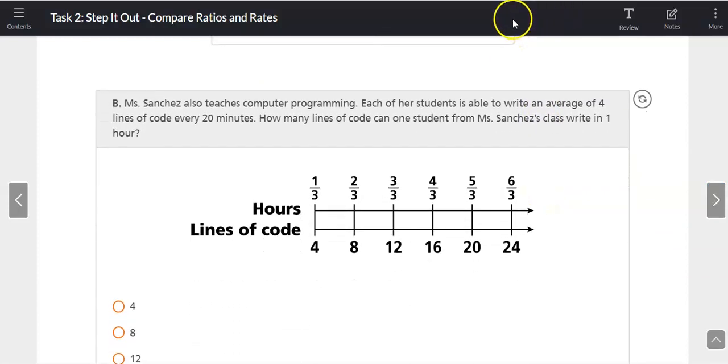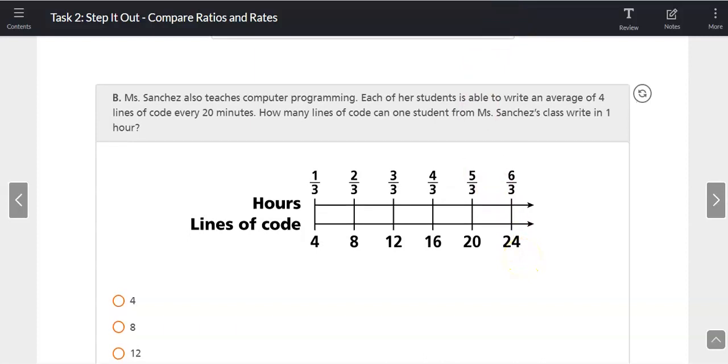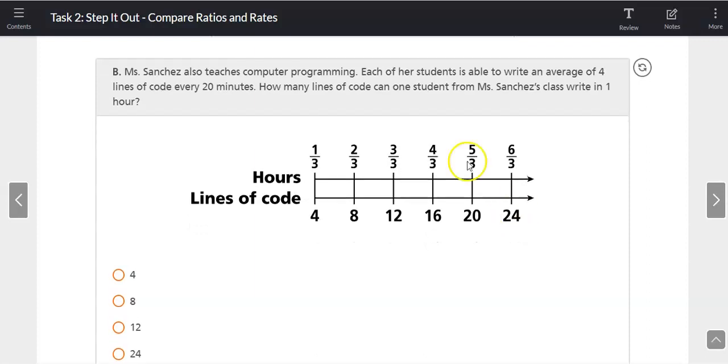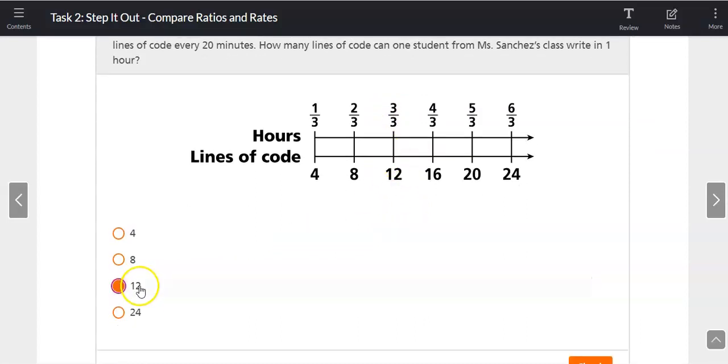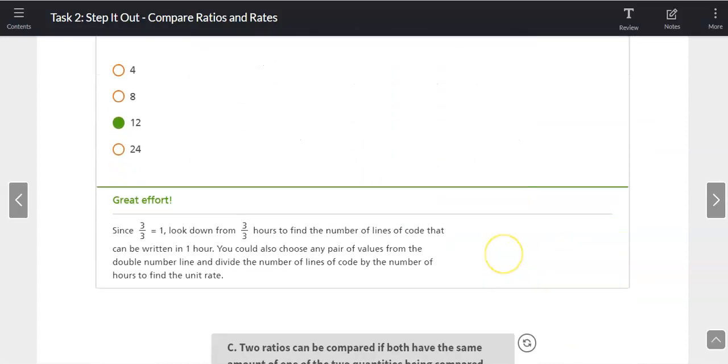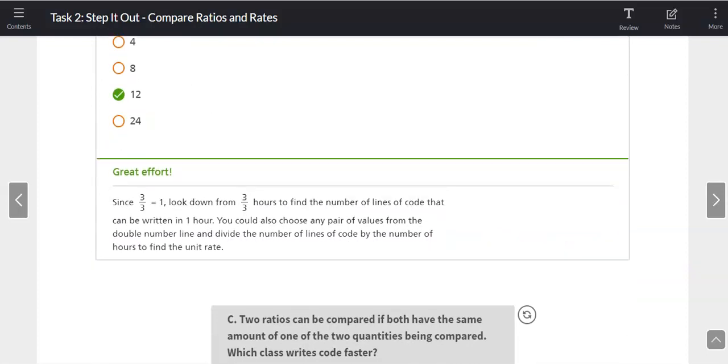Okay, Mrs. Sanchez also teaches computer programming. Each of her students is able to write an average of 4 lines of code every 20 minutes. How many lines of code can one student from Mrs. Sanchez's class write in 1 hour? I know the hours are written as fractions, but remember when the numerator and the denominator are the same number, that's 1. So in 1 hour, a student can do 12 lines of code. And that's what they're telling you right there.